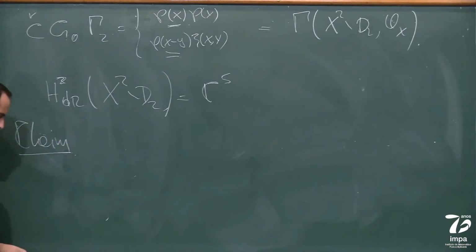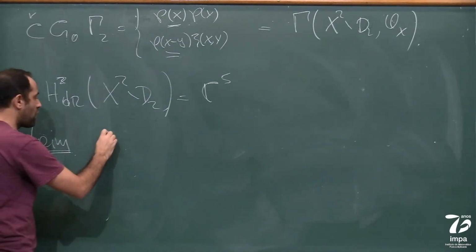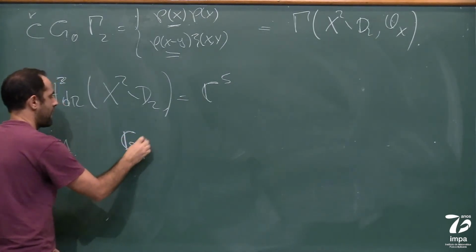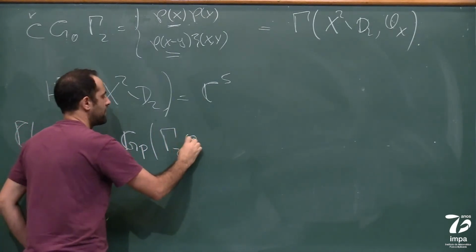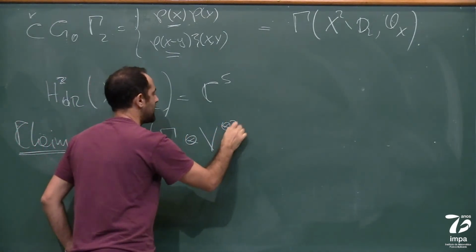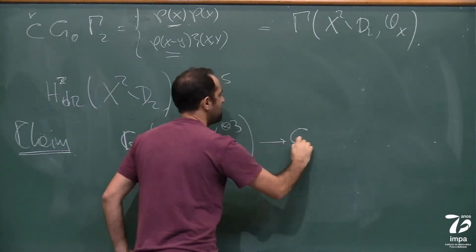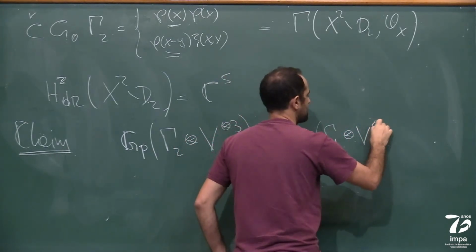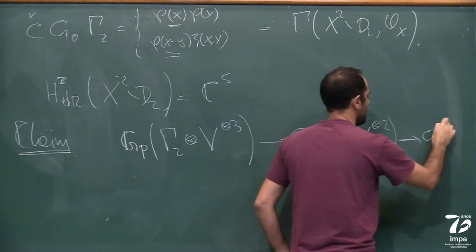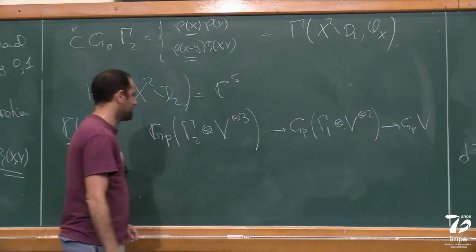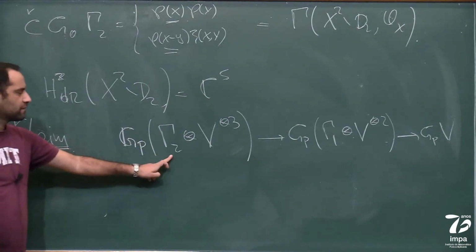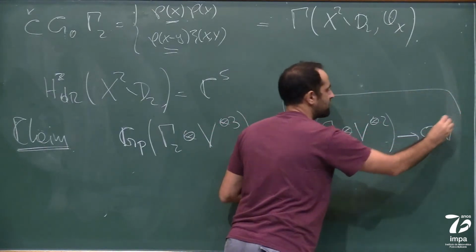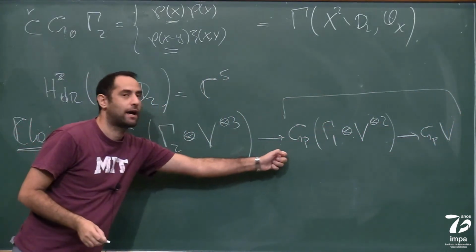Well, let's see if I can give you intuition for why this claim. The complex that I just wrote is filtered. So I'm going to have GP of gamma 2 tensor V 3 times now to GP of gamma 1 tensor V 2 times, and this goes to GP of V. So this is functions on X squared, functions on X1. This is the part that we've already proved. The fact that this was filtered, I already proved. I need to tell you why this guy is filtered.